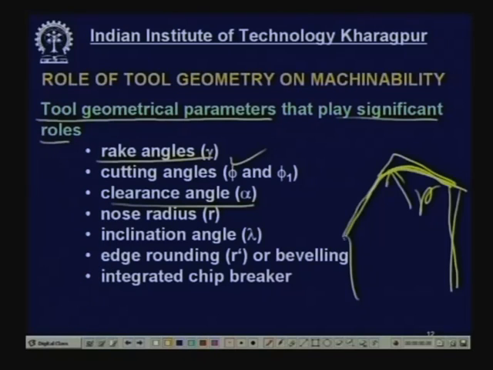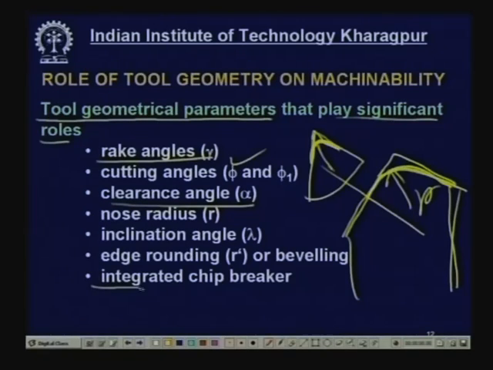This cutting edge is not perfectly sharp. If you take a section here, then you will get a section like this. Now, this sharp edge is rounded, and this is called edge rounding, say 20 micron to 40 micron. That also plays a role in the machinability or cutting ability of the tool.